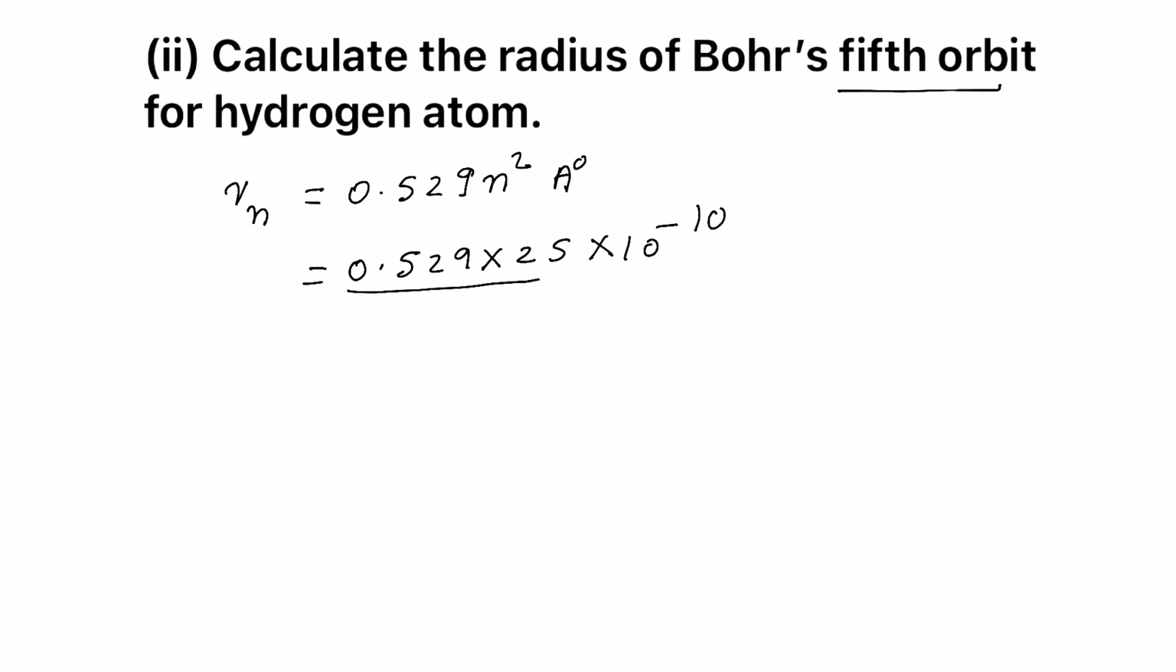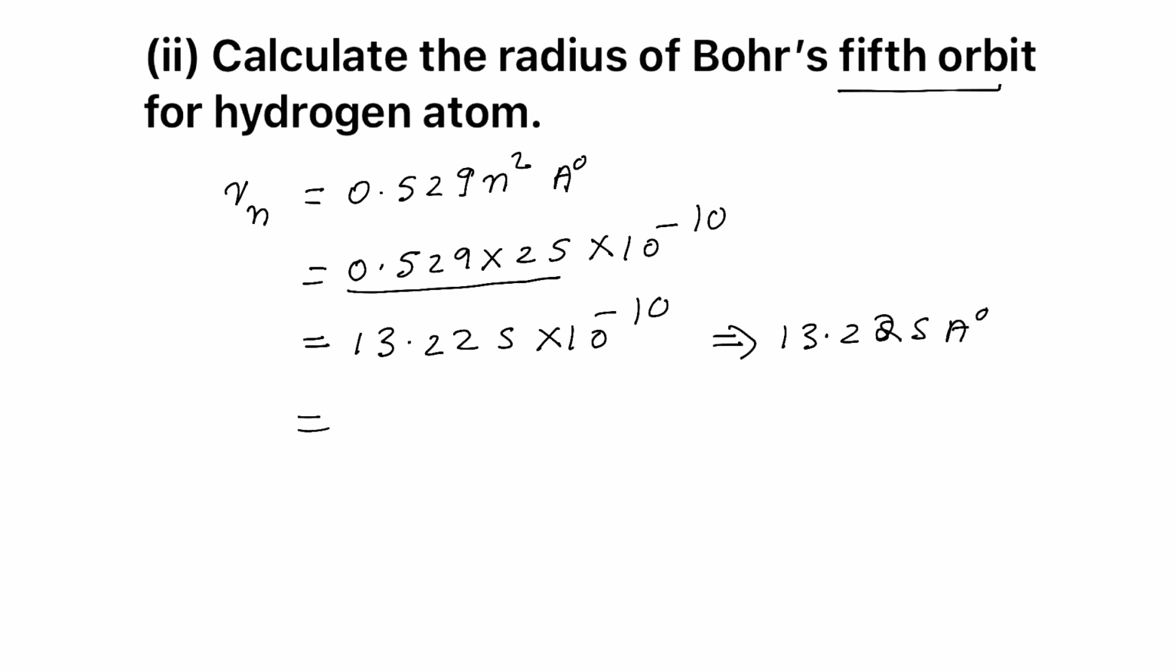On multiplying these two, what will you get? You will be getting 13.225 into 10 raised to minus 10. Okay. So you can say the answer like 13.225 Armstrong, or you can write in standard form.